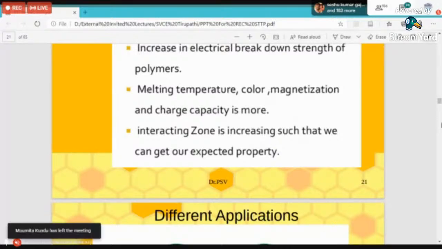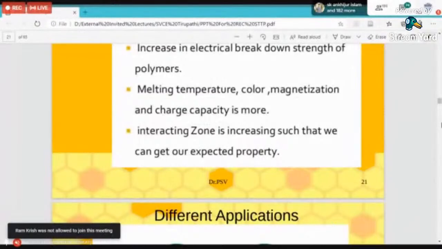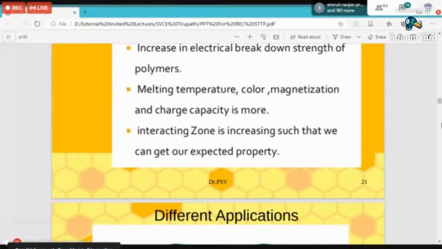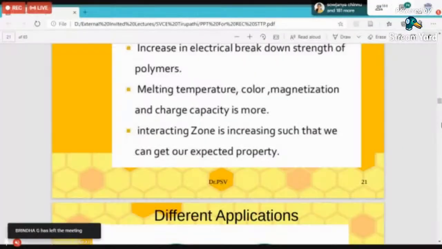Interacting zone. Between the two zones, the interaction will be there among the material itself. It will have a dialogue between each, and it will expose the finalized data which is required for you, so that you can extract the data. They are called smart materials. They are called interacting material. Smart materials are nothing but interacting material.